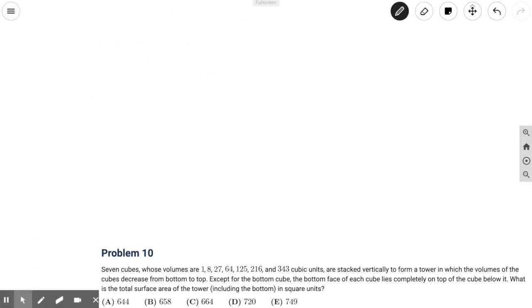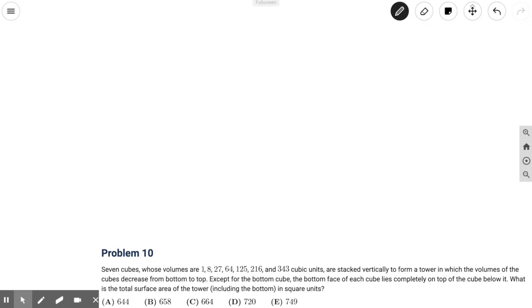The next problem states 7 cubes whose volumes are 1, 8, 27, 64, 125, 216, and 343 cubic units are stacked vertically to form a tower in which the volumes of the cubes decrease from bottom to top. Except for the bottom cube, the bottom face of each cube lies completely on top of the cube below it. What is the total surface area of the tower, including the bottom, in square units?